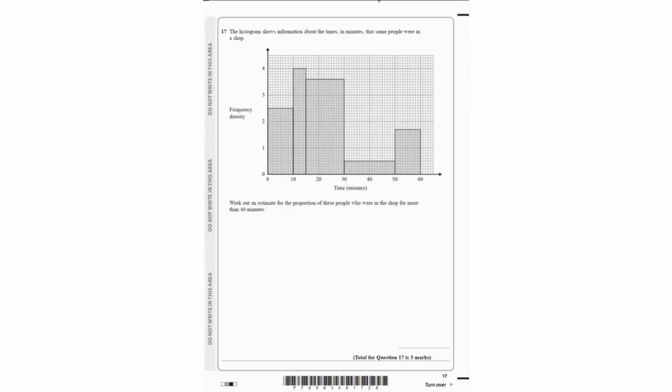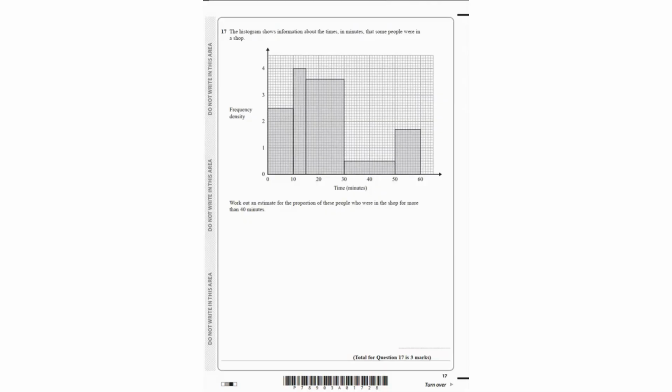So let's see how hard these questions are and what kind of tips and tricks you need to keep in mind to solve histogram questions. It says the histogram shows information about the times in minutes that some people were in a shop. They've given us the entire histogram, with the scale for the frequency density and the class intervals for time. Work out an estimate for the proportion of these people who were in the shop for more than 40 minutes.